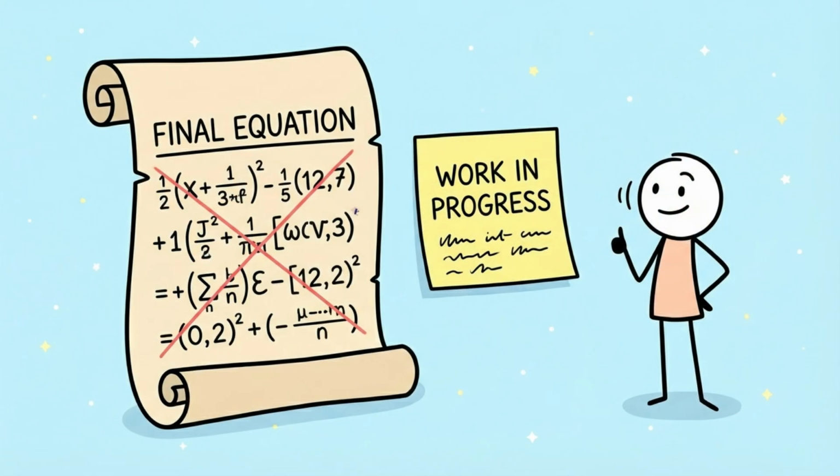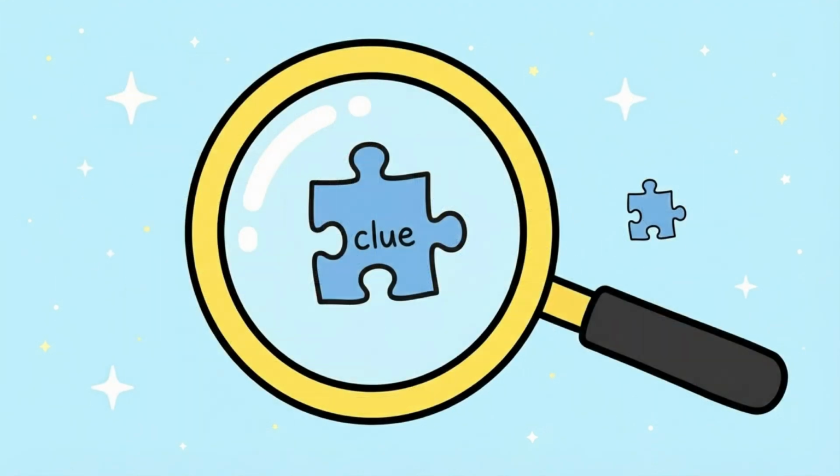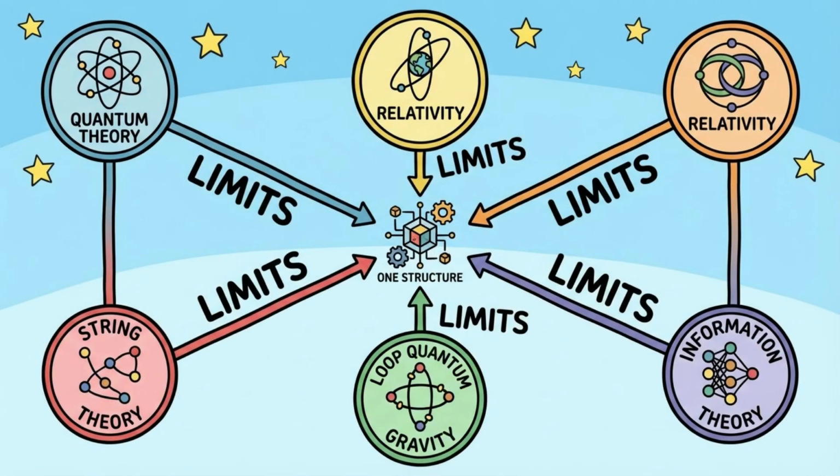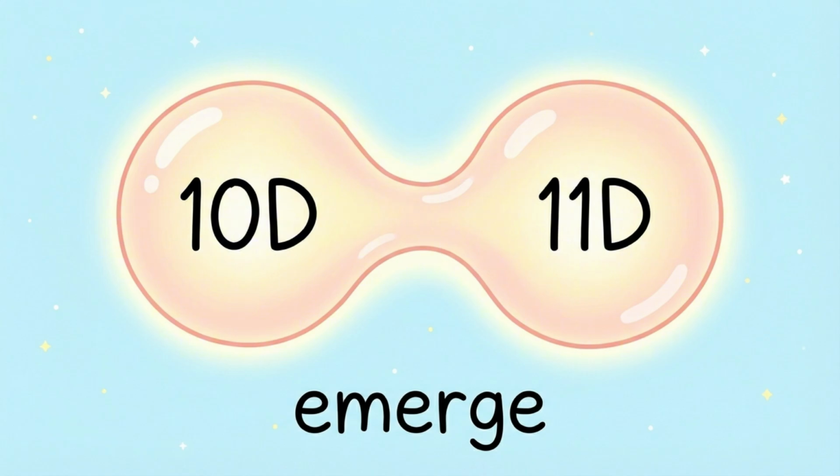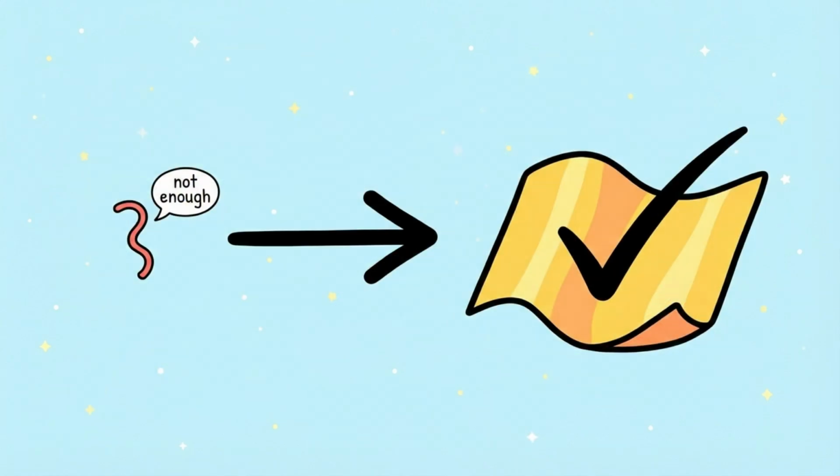The honest takeaway is this: M-theory is less a finished, final equation and more a big clue. It suggests that what look like 5 competing string theories might be different limits of one underlying structure, and that 11 dimensions can emerge naturally when you push the math into regimes where strings alone aren't enough.